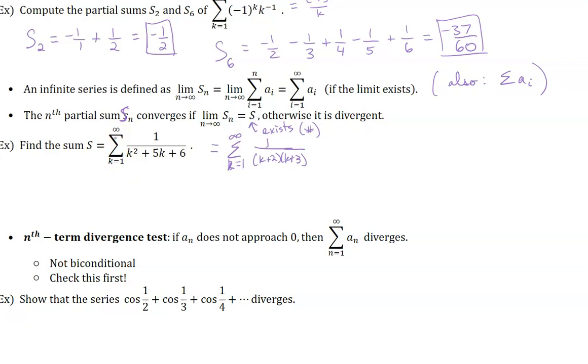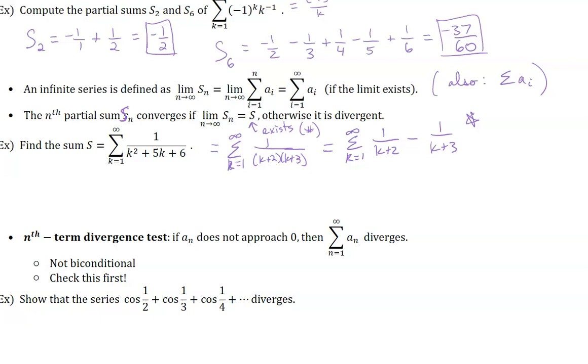From here, you might be saying, hey, I know how to split this into two fractions, because yes, you did in fact learn partial fraction decomposition. I'm going to go ahead and give this one to you. This is the same thing as the sum from 1 to infinity of 1 over k plus 2 minus 1 over k plus 3.